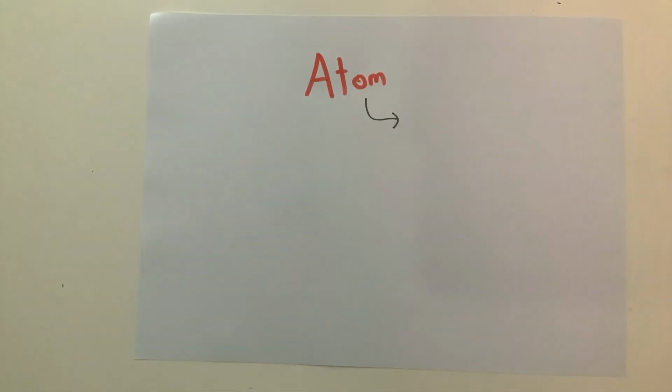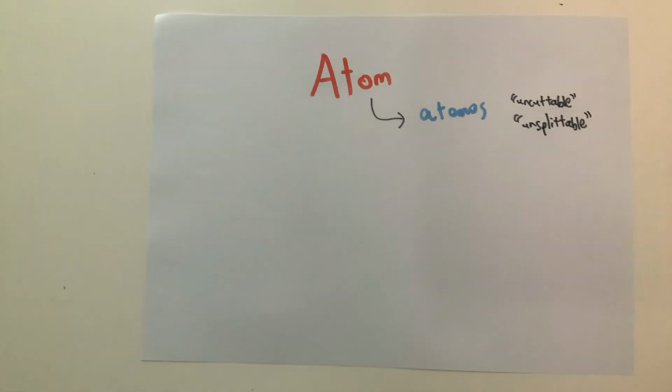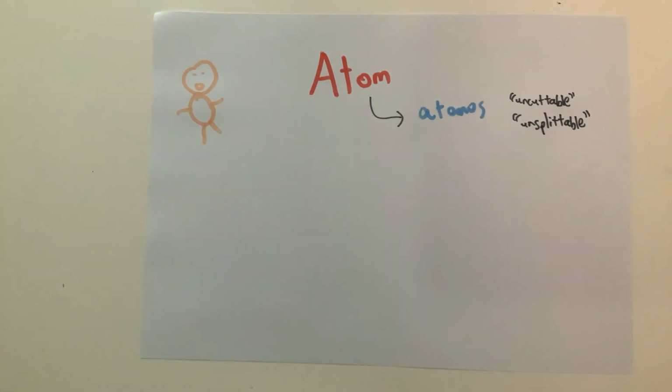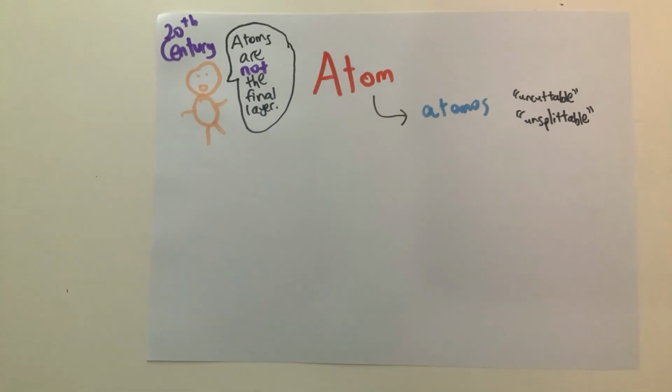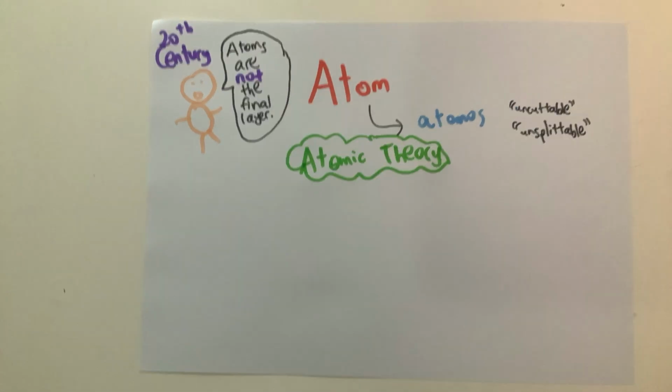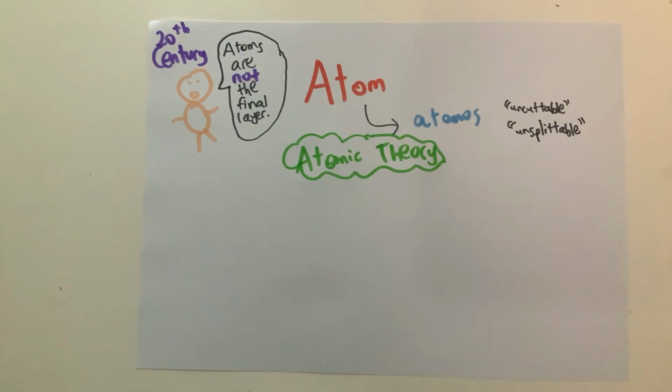Atomic Structure 101. The word atom originates from the Greek word atomos, which is defined as uncuttable or unsplittable. The misunderstanding that atoms were the final layer of reality held strong until the 20th century. Through the evolution of atomic theory, we have found three particles that make the atom.